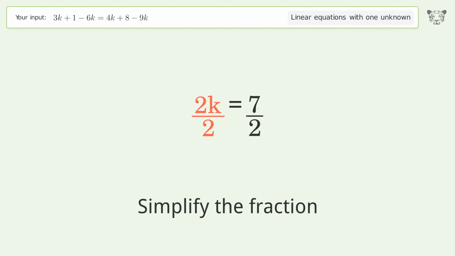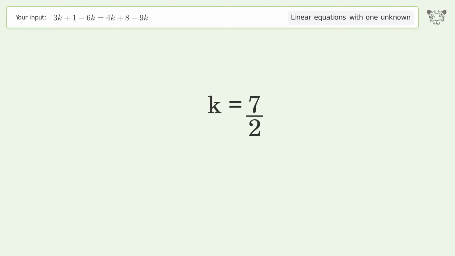Simplify the fraction. And so the final result is k equals 7/2.